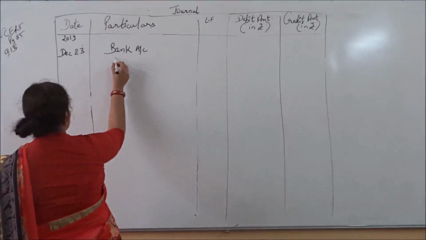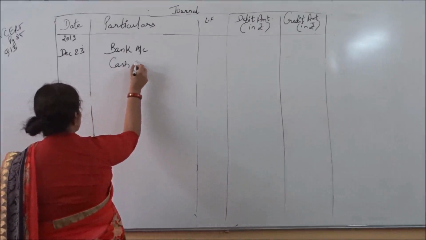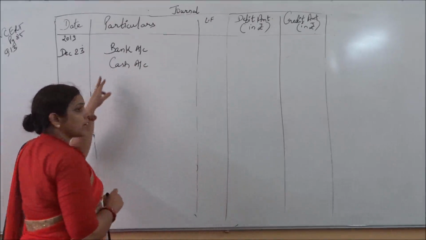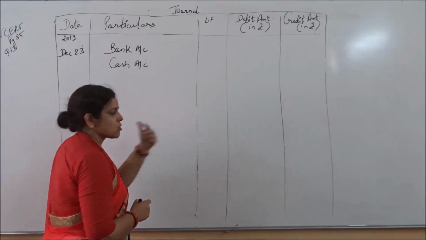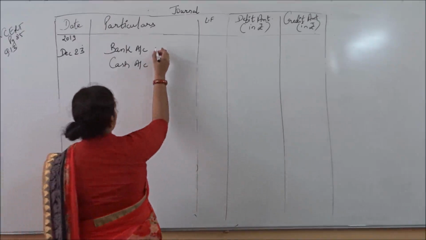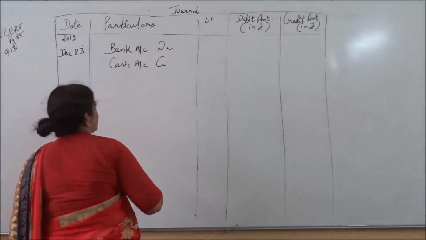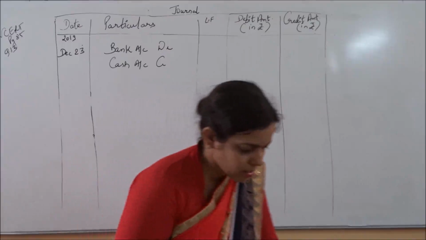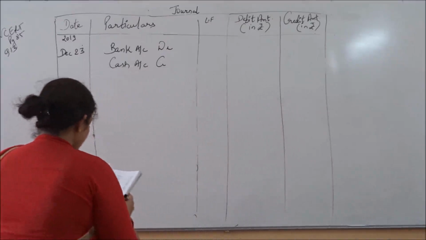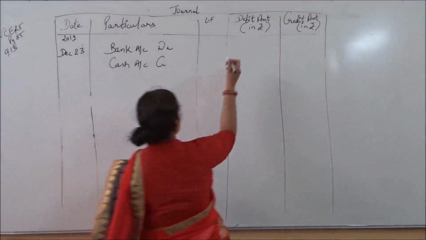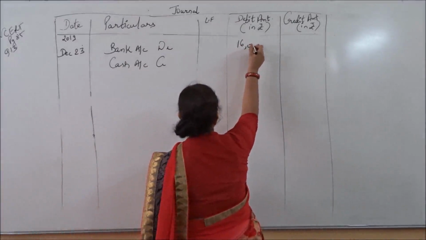And what is going from the business? Cash. As per the real account, whatever goes from the business will always be credited. Bank account debit and cash account credit. How much amount is it? 16,000. Write the amount, 16,000.